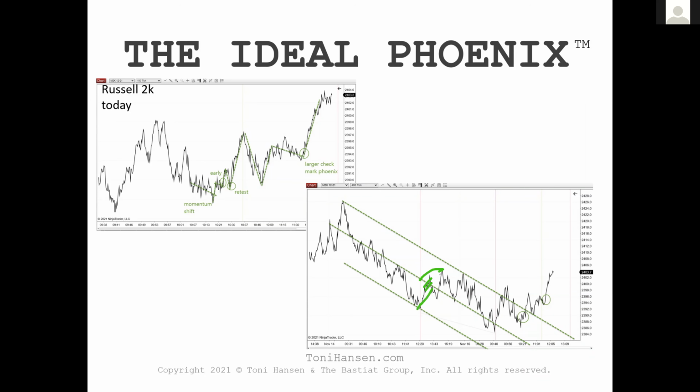So instead of this creating a really nice Phoenix right here that can break higher, it does the opposite. And it ended up turning and flipping to the downside. So this is a really good example for those of you that are able to go back and review today's video. Pay attention to what I was talking about earlier in class and how this can go to a two-wave movement down and then create the reversal after that point.